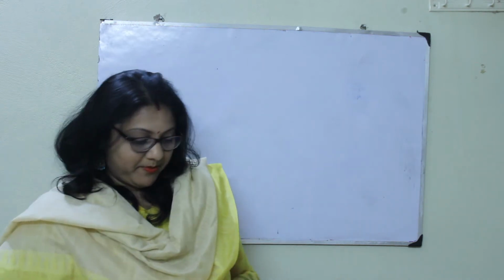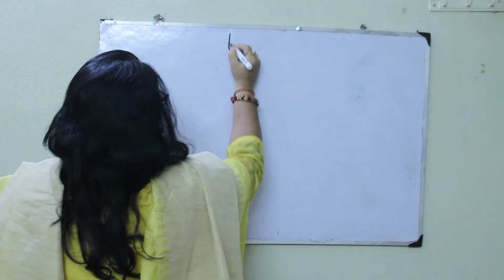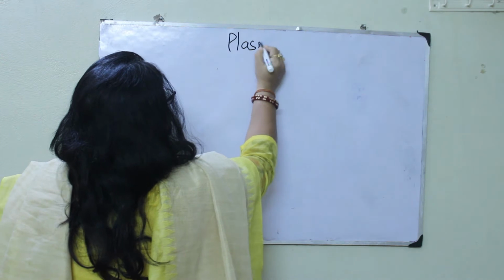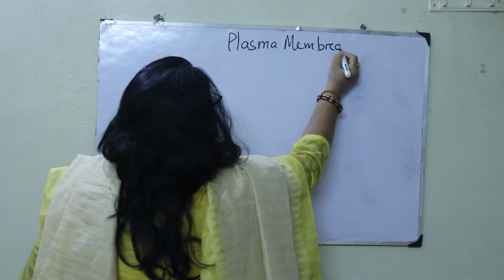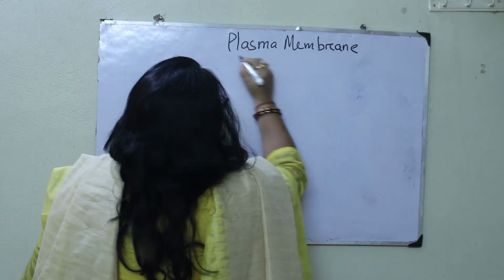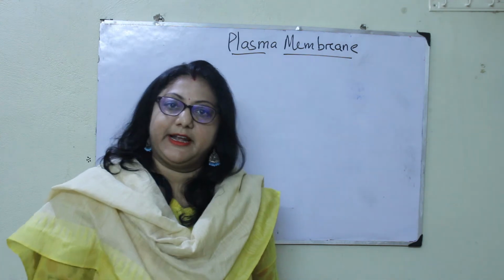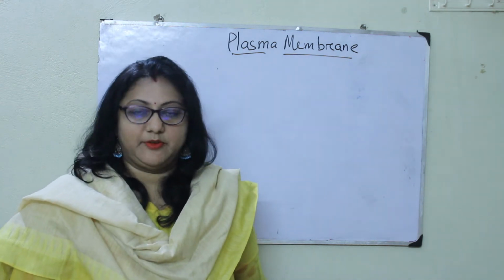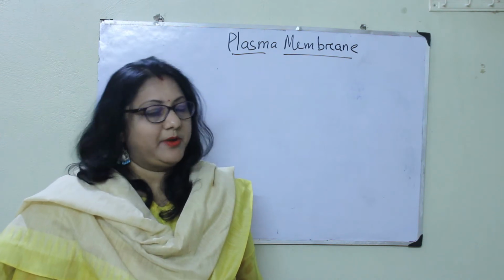So today we will be starting with the structure which is known as the outermost covering of a cell, that is the plasma membrane. So let us start with the plasma membrane. It is the outermost part of the cell. Any living cell will definitely have the plasma membrane, whether it is an animal cell or a plant cell.